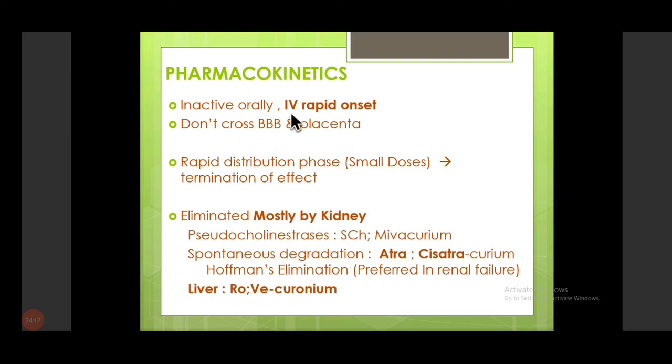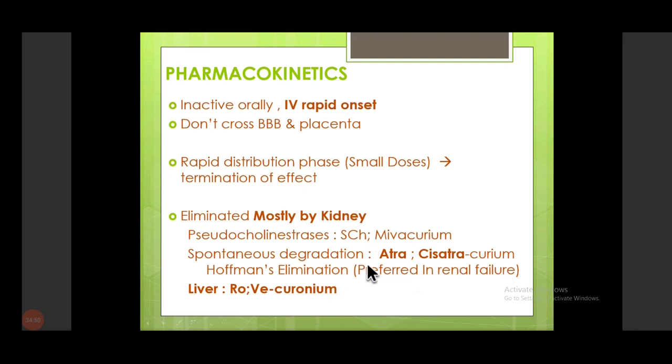Elimination mostly by the kidney. Drugs like sevoflurane are eliminated by pseudocholinesterases or butyryl cholinesterases. As we had discussed, succinylcholine, although similar in appearance to acetylcholine, is not exactly acetylcholine. So the succinylcholine degradation occurs with the help of pseudocholinesterases or butyryl cholinesterases.